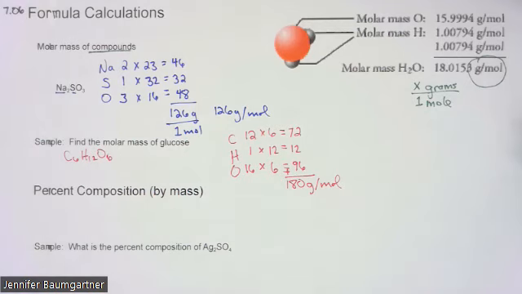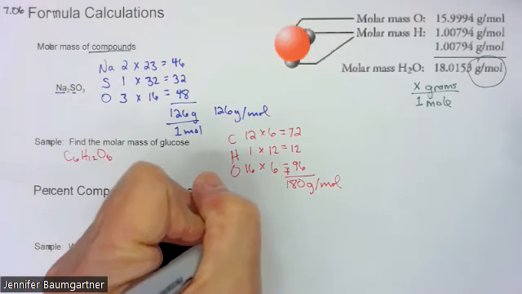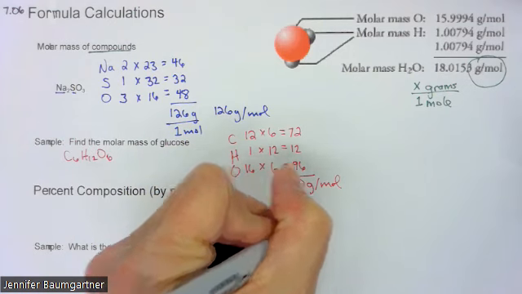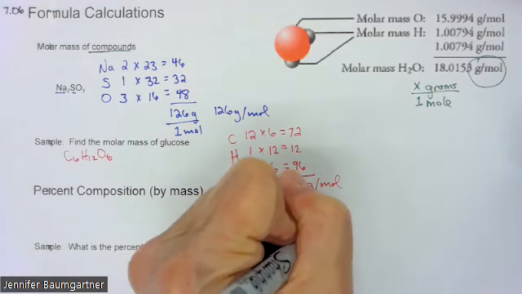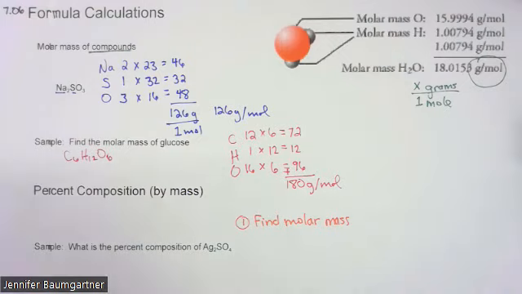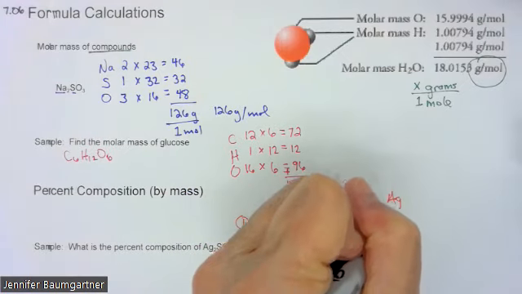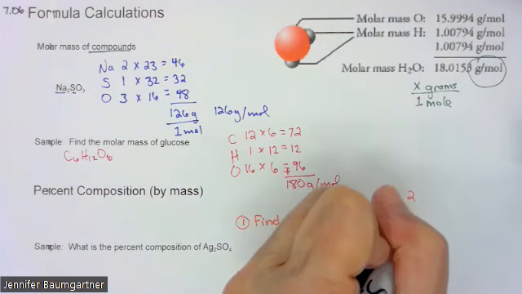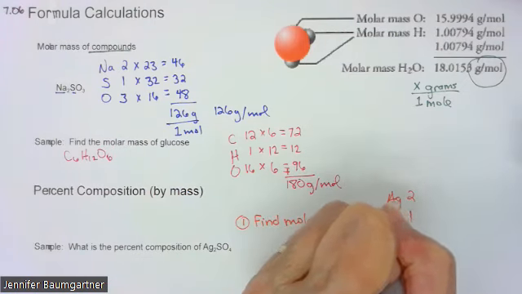So step 1, we have to find the molar mass. All right, so I have silver, I have sulfur, and I have oxygen. I have 2 silver, I have 1 sulfur, and I have 4 oxygen.